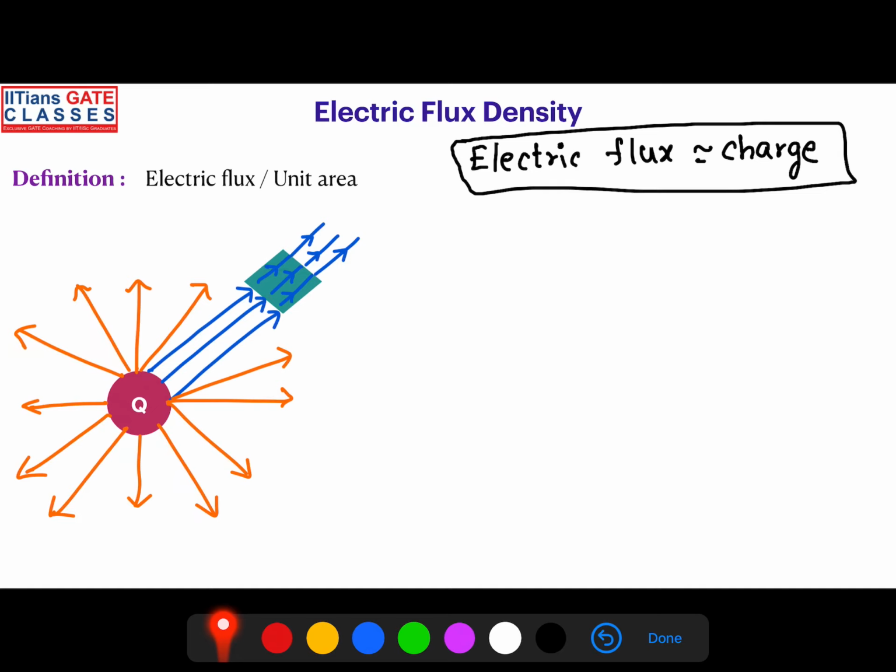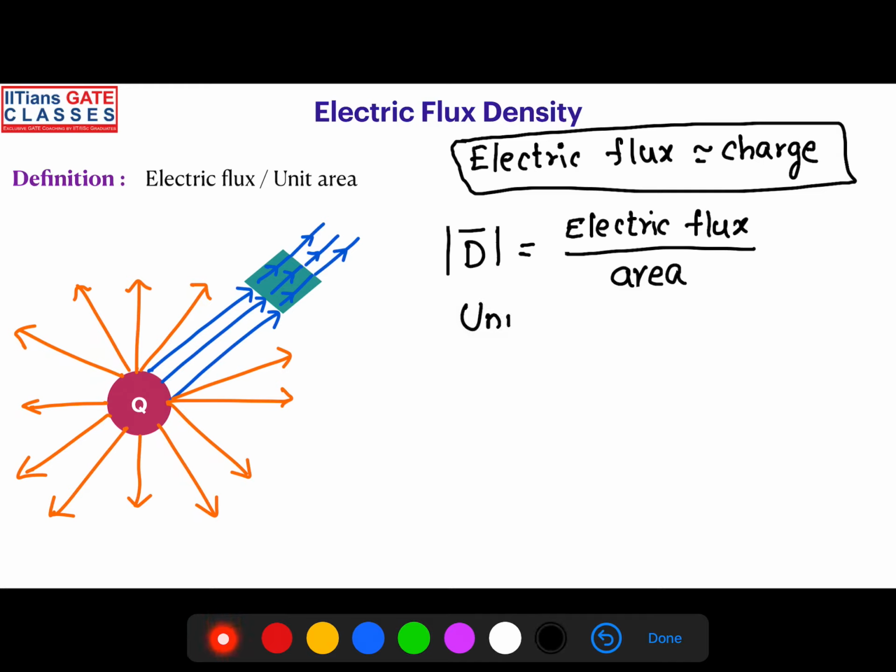Now in this case, the flux density is defined with a symbol D, which also stands for displacement flux density, and is defined as the electric flux passing through this particular surface divided by the area of this surface. So the electric flux density is how much flux is passing through this surface divided by the area of this surface, which gives the magnitude of the electric flux density.